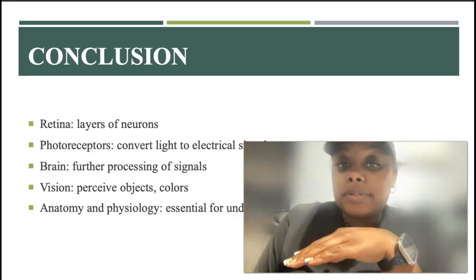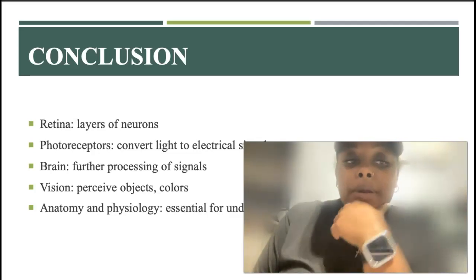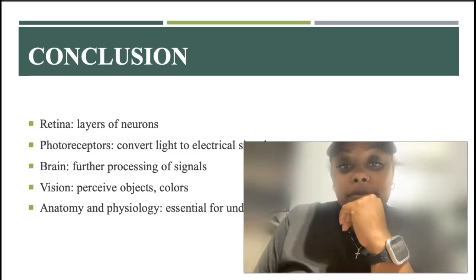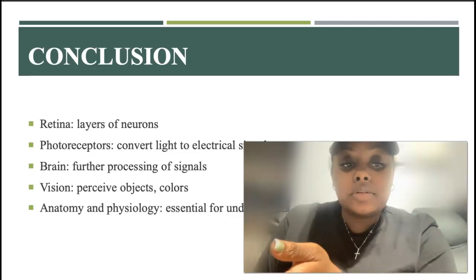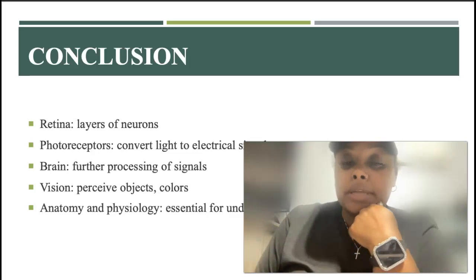The photoreceptors convert light to electrical signals. The photoreceptor cells are the primary light sensing cells in the retina. There are 2 types of photoreceptor cells, namely rods and cones. The rods are responsible for scotopic or twilight vision, and the cones are responsible for photopic or daylight vision.